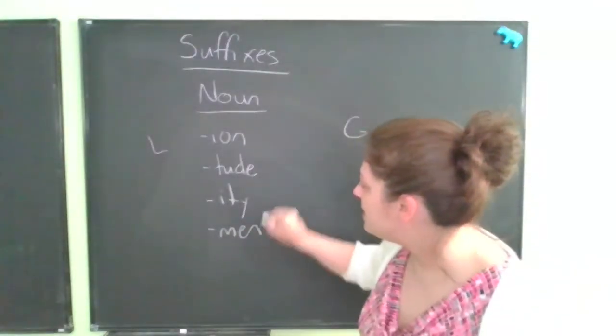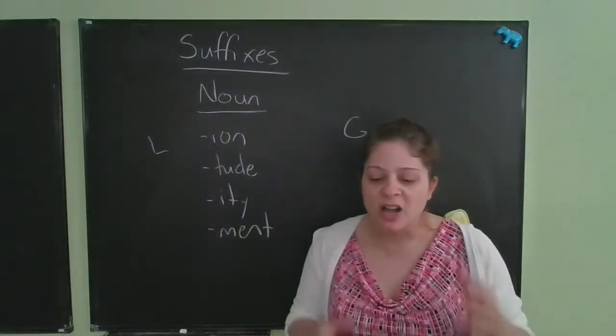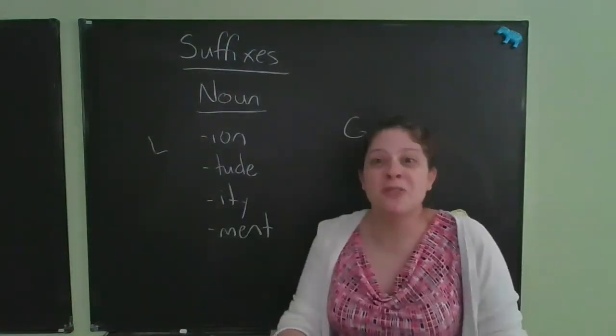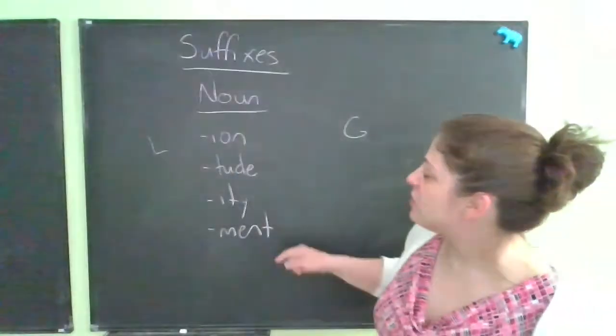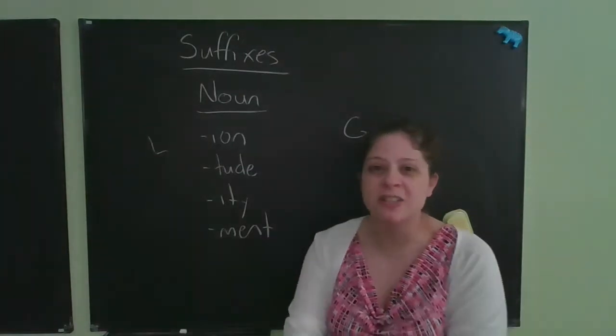Ment, M-E-N-T, another one. Again, it means something like the result of something, the product of something. Involvement is the result of being involved in something. So these are all noun endings from Latin, and they all indicate like a state, a quality, a condition, something like that.